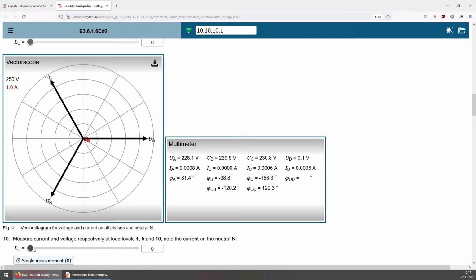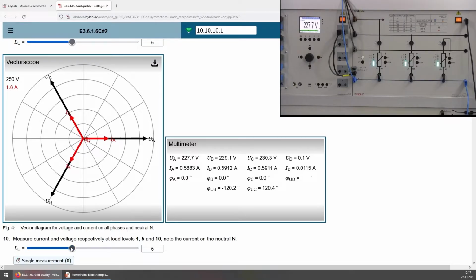Now I can increase the load level, for example, to step 6. And what we see here on the vector scope is that the current is increasing, of course, because it's a balanced load, in an even manner. And the phase angle of each phase stays the same at 120 degrees, and the current is still in phase with the voltage on each corresponding phase.